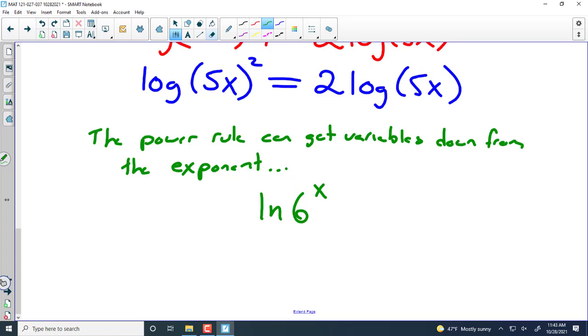Natural log is 6 to the x power. Dealing with a variable that's up in a power is very difficult, but according to the power rule, I can bring that x down in front. So that's the main thing we're going to use it for in this class, is that the power rule can get variables down from the exponent. That's one reason it's so helpful to us in here.